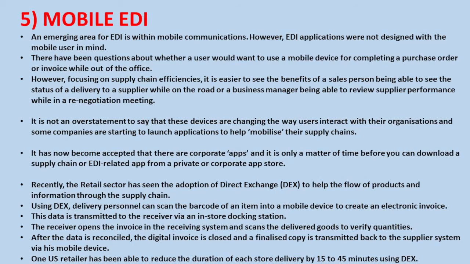Focus on supply chain efficiencies: it is easier to see the benefits of salespersons being able to see the status of a delivery from a supplier when on the road, or a business manager being able to review supplier performance during renegotiation meetings. Suppliers are very important people to us. Without their support, it is not possible to manufacture the goods. So we can control or monitor those suppliers through this mobile EDI. And if required, we can call them, negotiate with them, and ask them to send the material, which is possible through this mobile EDI.